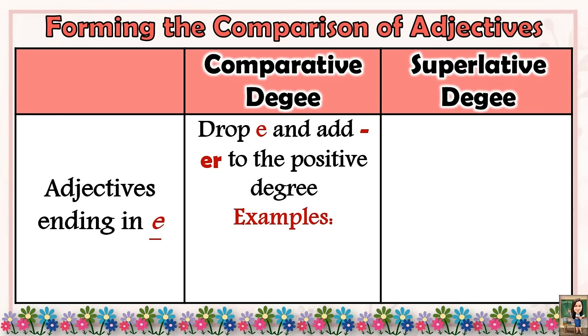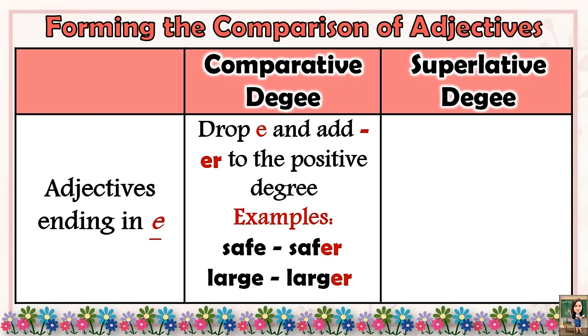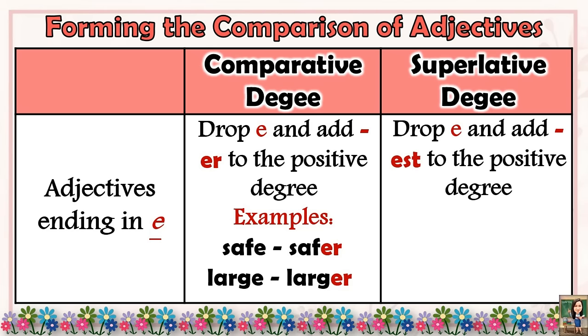For example, safe. As you can see, the last letter of safe is letter E. So drop the E, then add ER. So safe becomes safer. Another example, large. So the last letter of large is E. Drop the E, then add ER. So large becomes larger. In superlative degree, drop E and add EST to the positive degree.